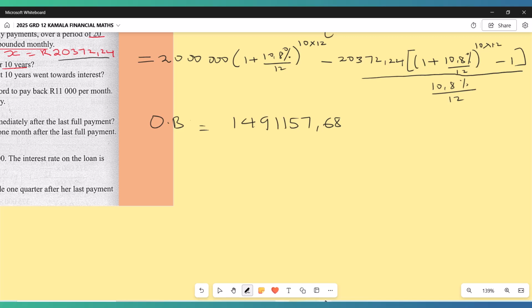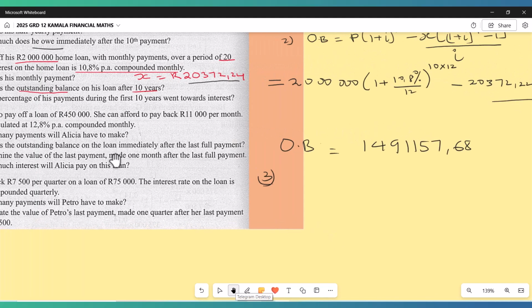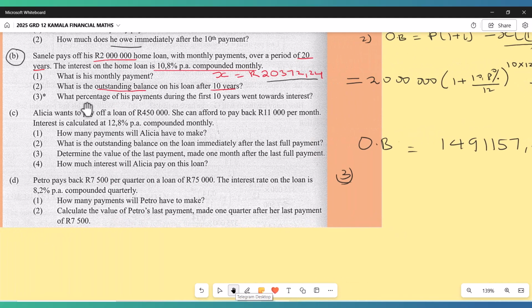Okay, that was part 2. Then part 3, what must we do? You see here: what percentage of his payments during the first 10 years went towards the interest? Okay, so here we go.